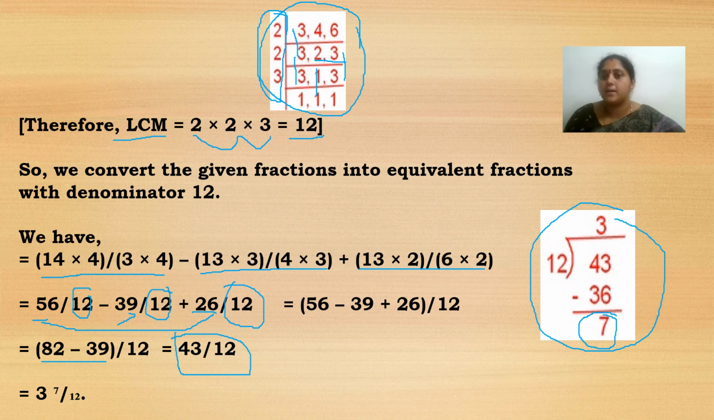Now I can write it in the form of a mixed fraction. How will I write it? My remainder over my divisor, and my whole number will be my quotient, that is 3, and my total fraction is 3 7 by 12. This is how we are going to subtract our fractions when they are in the form of mixed fractions.